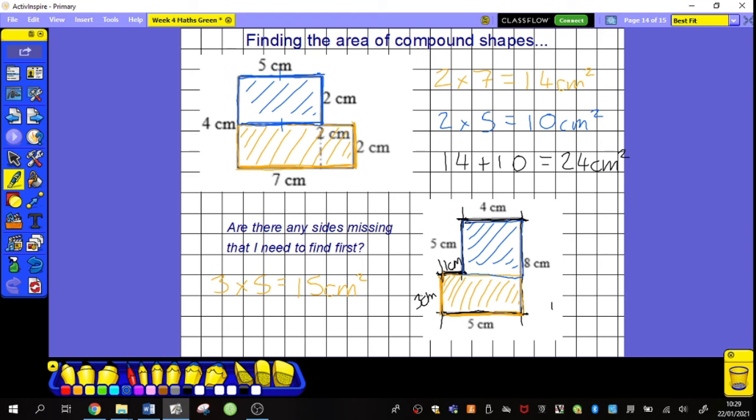The height of my blue one here is this side, 5, because it would only be down to there, so it's not going to be the whole 8, so it's going to be 5. The base again is 4, because the top is the same as the bottom. 5 times 4 is 20 centimeters. To get the area of the whole thing now, I'm going to do 15 add 20, the orange rectangle add the blue rectangle, going to give me area equals 35 centimetres squared.